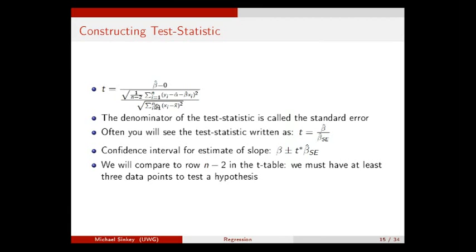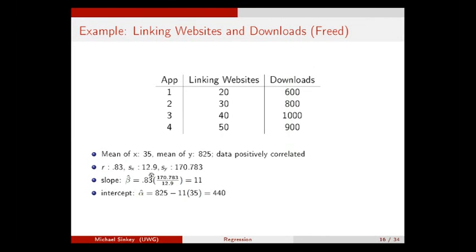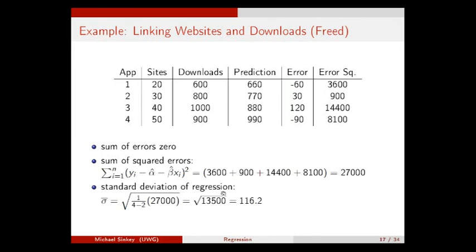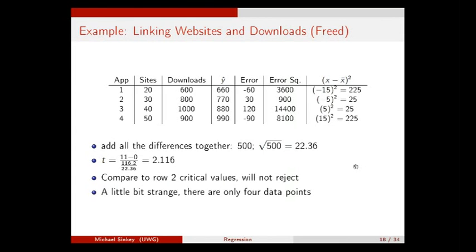So if I'm constructing a test statistic, I have a sample slope, which I calculate. I have 0, which is my claim. I have a standard deviation of the regression, which I calculate by finding the prediction for each data point, finding the error for each data point, squaring the error for each data point, adding them up, dividing by n minus 2, taking the square root. Will this sum of squared errors be provided on an exam? Yes. Same deal for this. This is called the sum of squared deviations of x from its mean. We get a test statistic of 2.116.